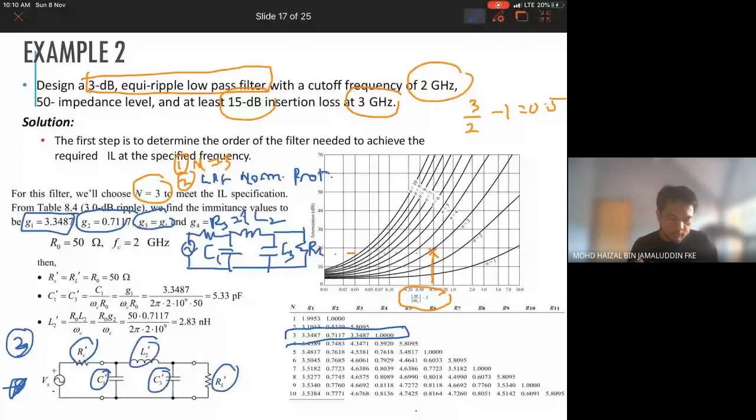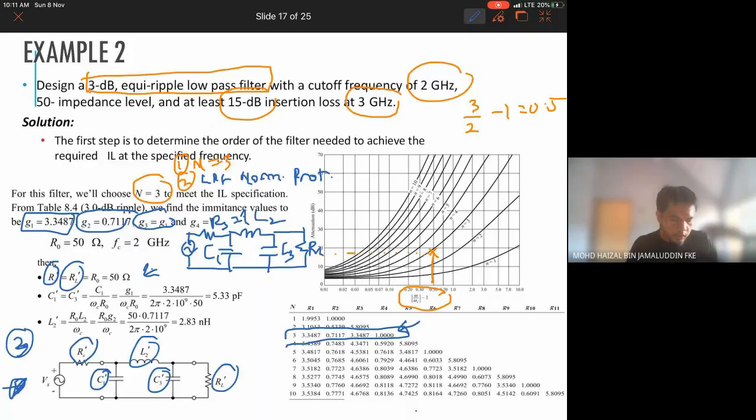And next, we calculate the impedance, which is the RS prime equivalent to RL prime, in this case because G4 is equivalent to 1 because of the odd number. So here RS prime equivalent to RL prime equivalent to R0, which is 50 ohm. So you have labeled it. So this is the value of the source impedance and the load impedance.